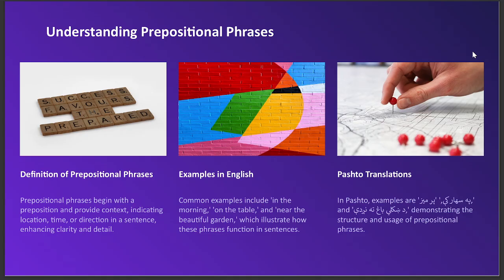From the Pashto language, we can say, like, in the morning, so pasahar ki, ya la saharza, purmez, ya purmez mandi. Now for the table, we use the word mez in Pashto. Like near the beautiful garden, so in Pashto, we can say the shkuli bakhta nijde. Now, the word for beautiful in Pashto is shkuli. For the garden, we have the word bagh. And for near, we have the word in Pashto, nijde.